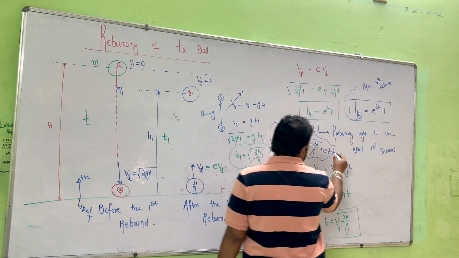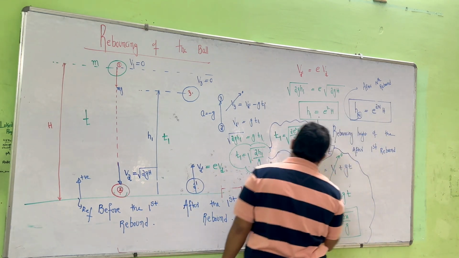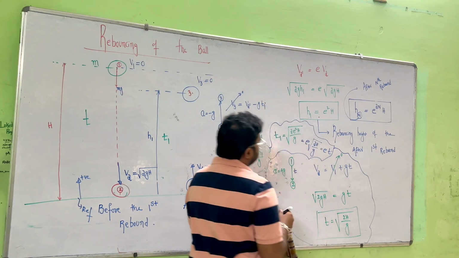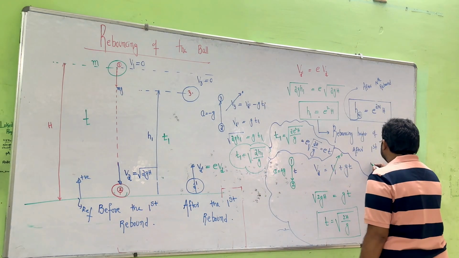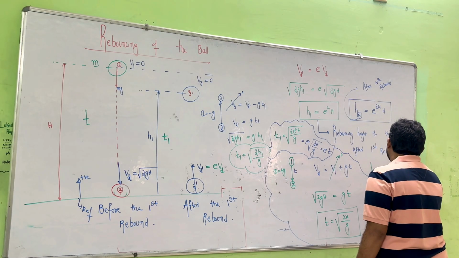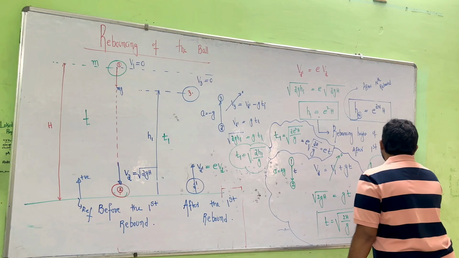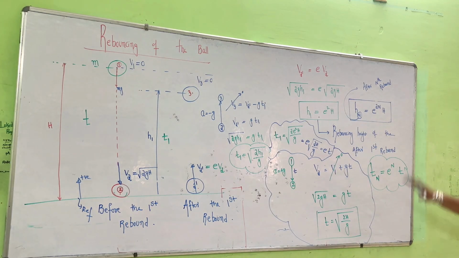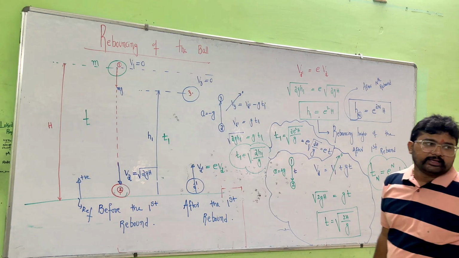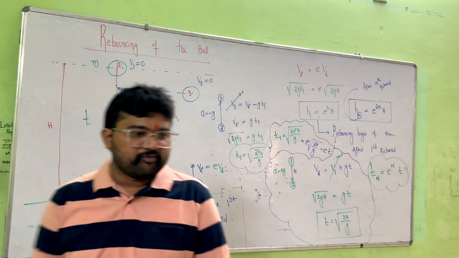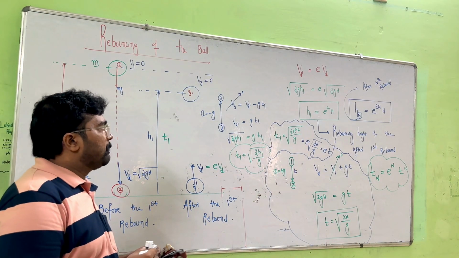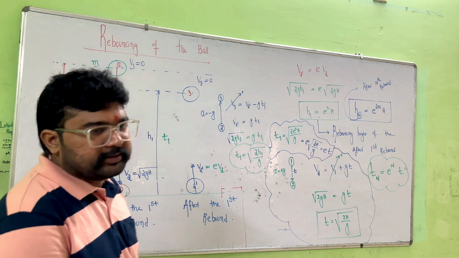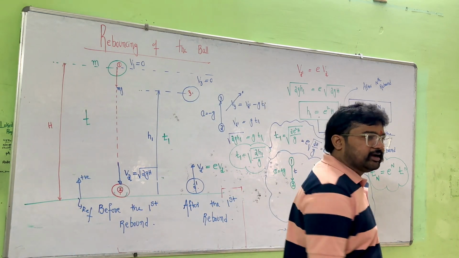Understood? Now we can write tn equals e power n into t. Right, up to here. This is the data related to the first rebound, after the first rebound. So we can continue in the next class.